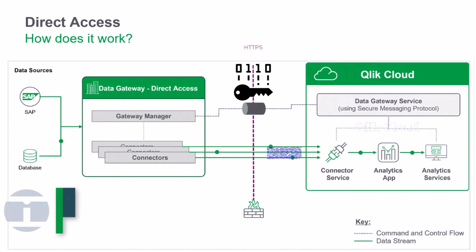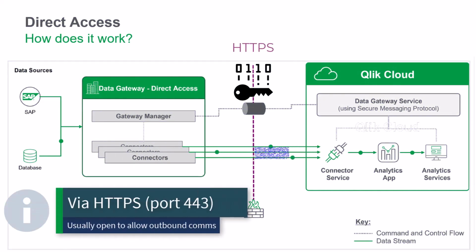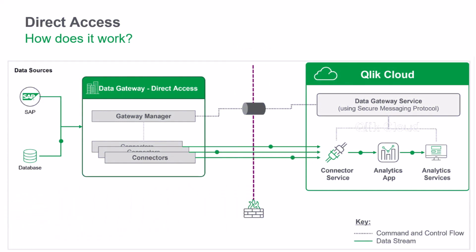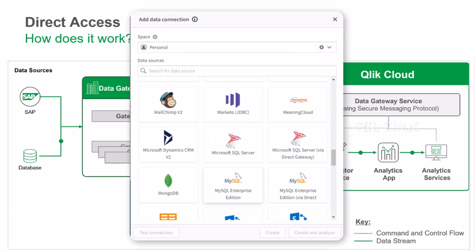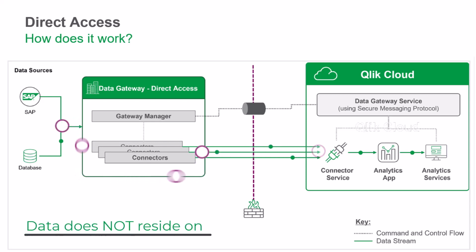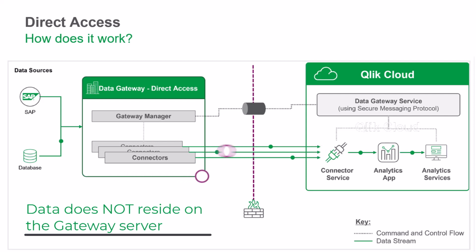Cloud platform using HTTPS. Qlik Cloud sends a query to the gateway, and the gateway relays the query to the defined data source, which is configured with a direct gateway connector. The data is then streamed directly from the data source to Qlik Cloud, and it's important to know that it's always in transit and it never physically resides on the data gateway.